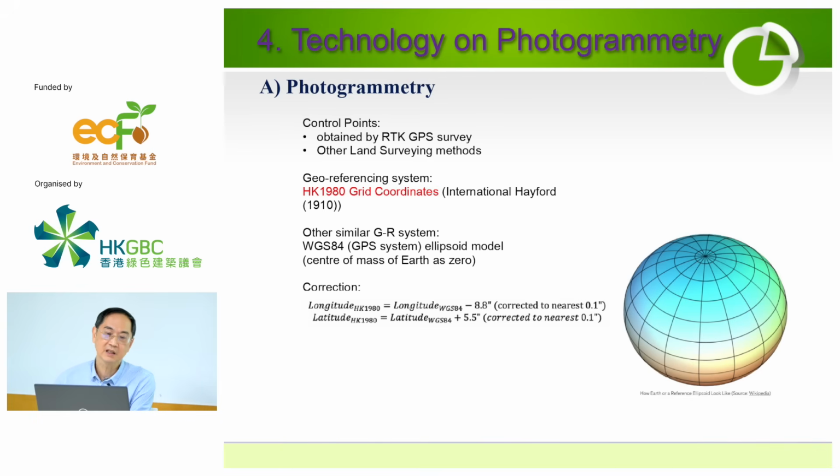And also we need to have the control point reference. What are our reference points? Okay. In Hong Kong, we follow the HK80 grid coordinates. It is the International Hayford as our georeference system. It is a little bit different to WGS84, the GPS system. Okay, and the definition is a little bit different. There are some minor deviations. You will see if you want to correct them. Okay.